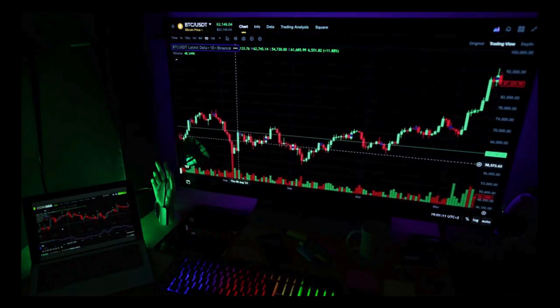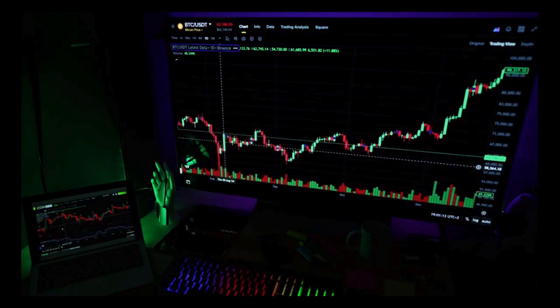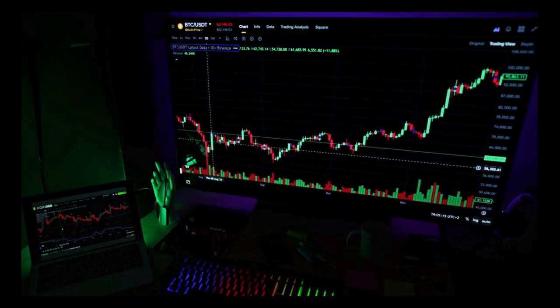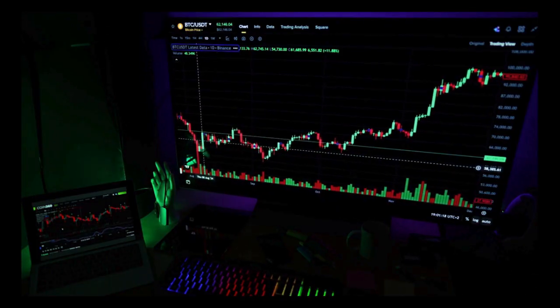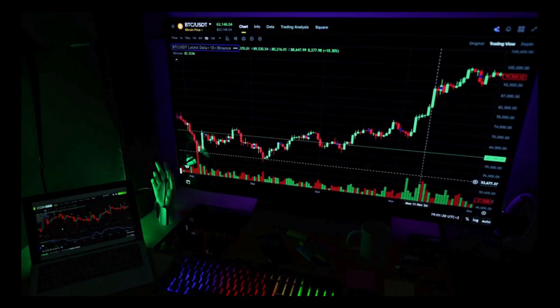If you want to make consistent money trading in the markets, you don't need to learn 100 different indicators or complicated systems. You just need to master the raw price action happening right in front of you.